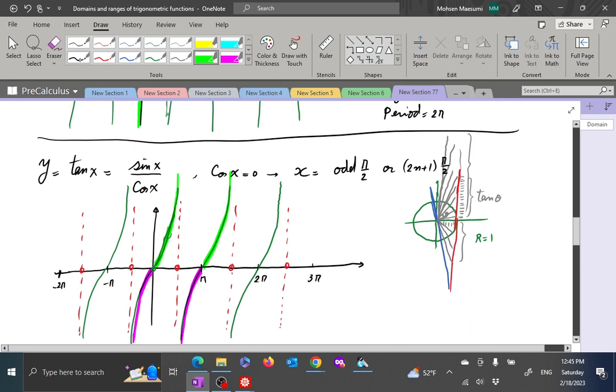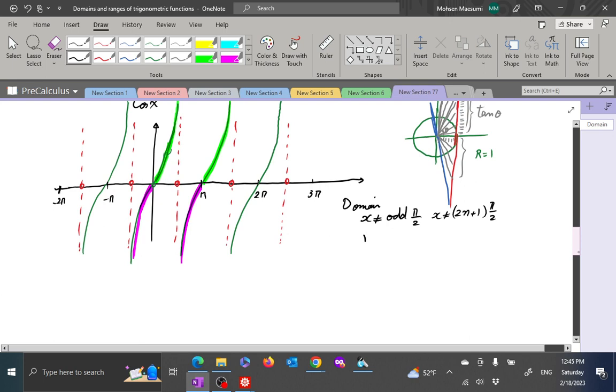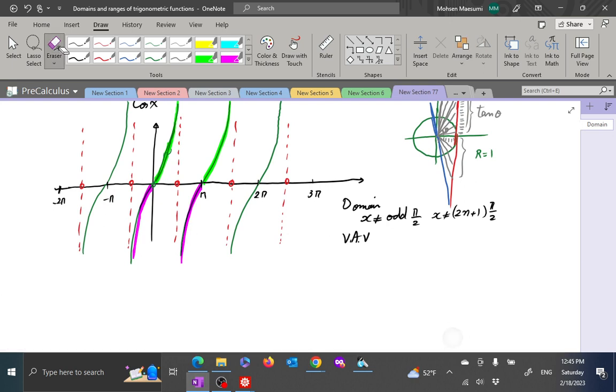So this is the graph of tangent. Let's see what the domain of this thing is. The domain is all x's other than odd multiples of pi over 2, or x is anything other than (2n plus 1) times pi over 2. Vertical asymptotes are exactly at those x's. Whatever was excluded from the domain, those lines.